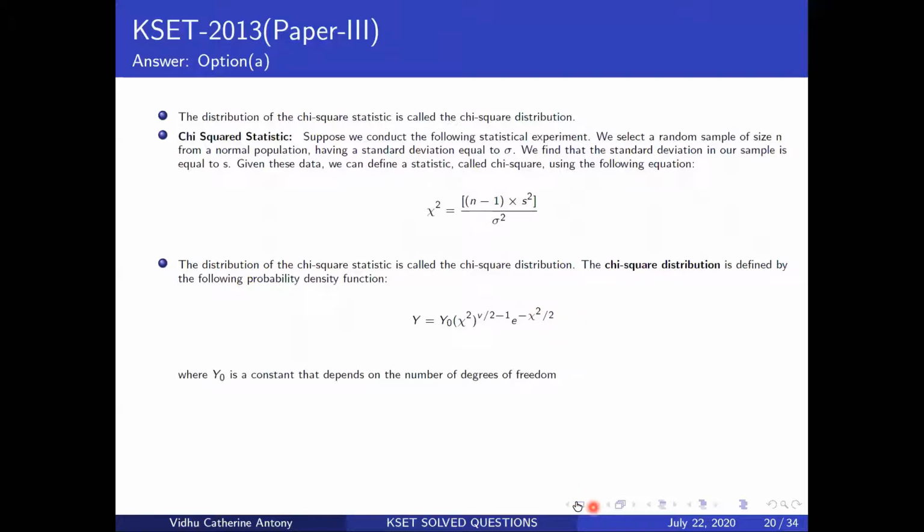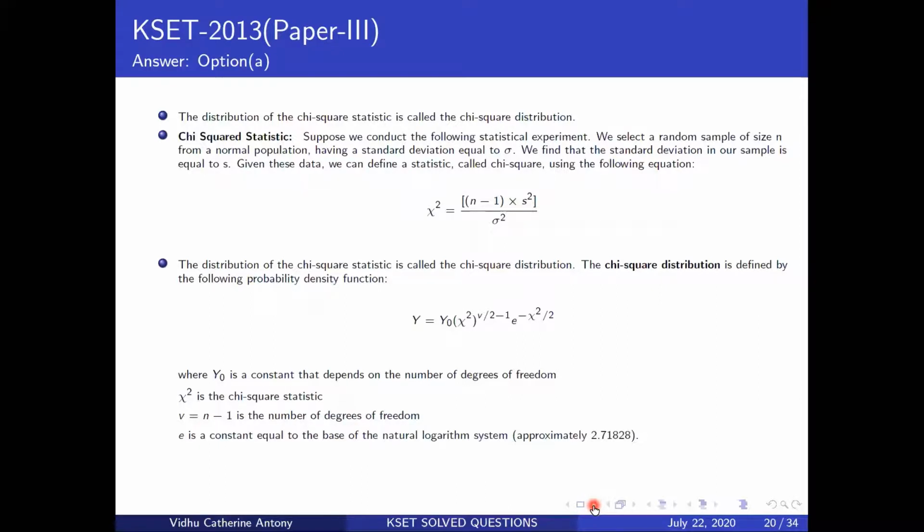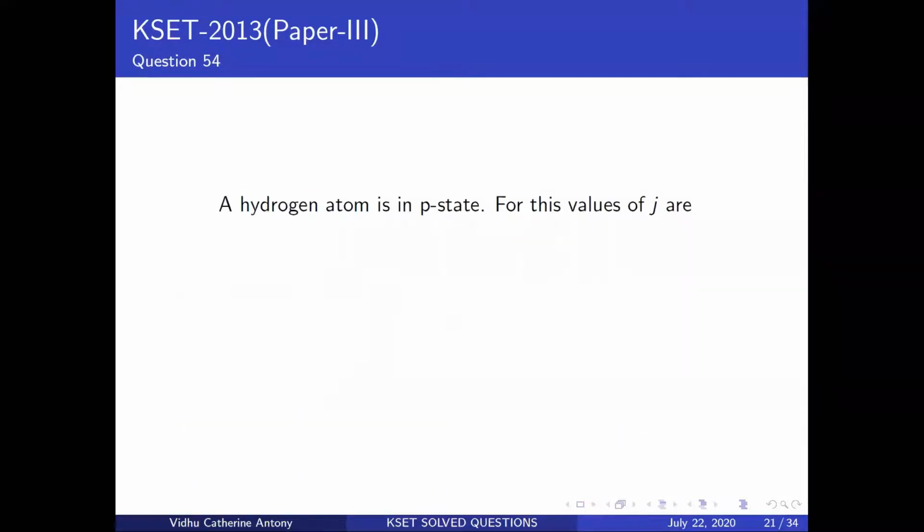So this y naught depends on the number of degrees of freedom, and chi-square is the chi-square statistic. Then you have the number of degrees of freedom, and you have e, which is 2.71828. And y naught is defined so that the area under the chi-square curve is equal to 1.